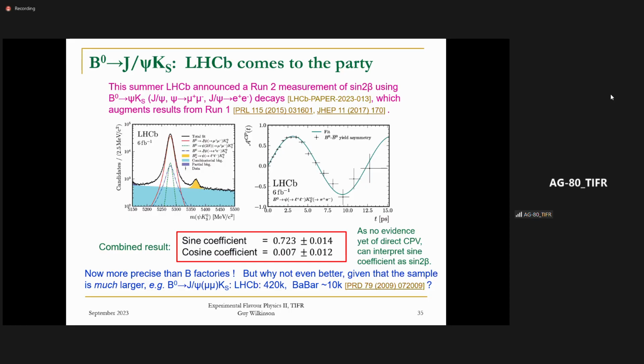So the fact that this is tiny and here it's very large, that's because you are at 12 peak seconds. And the B has a lifetime of just over a picosecond.